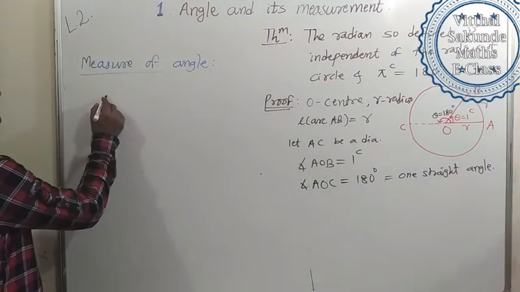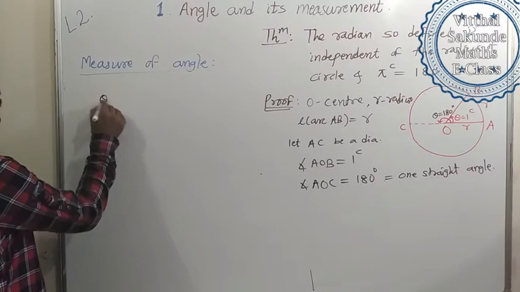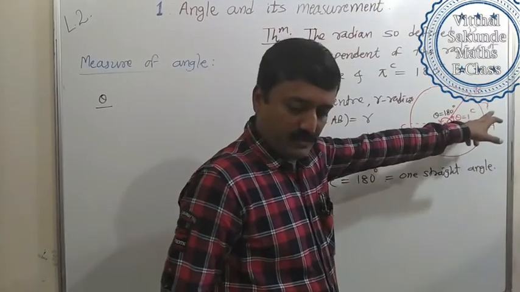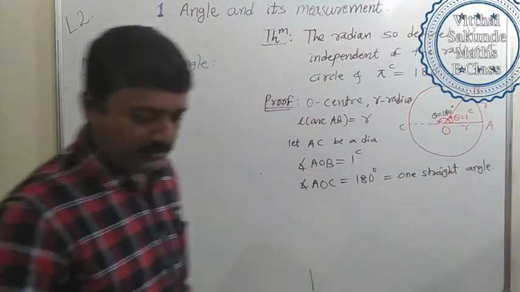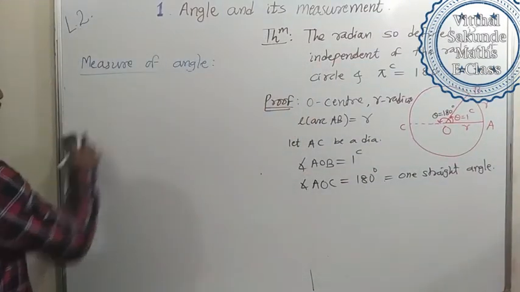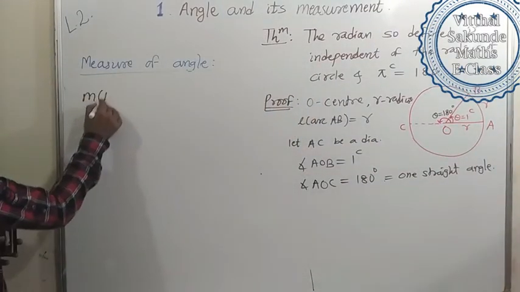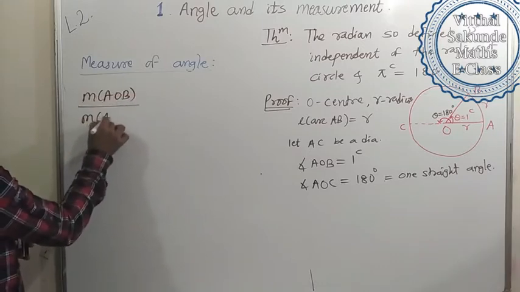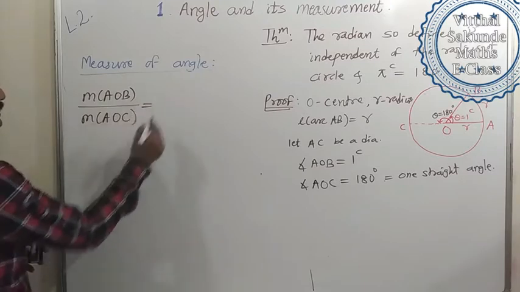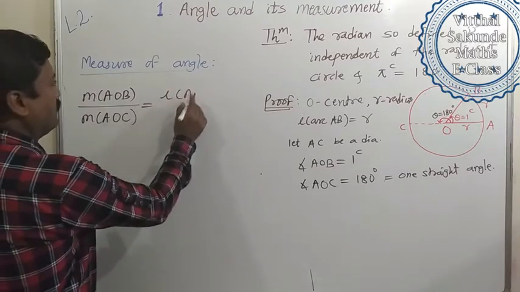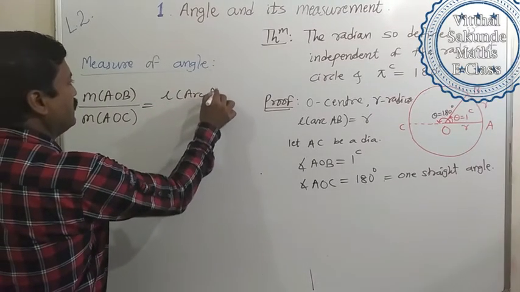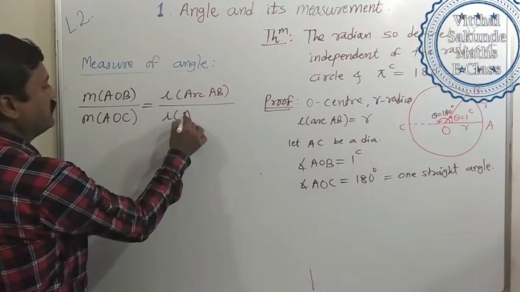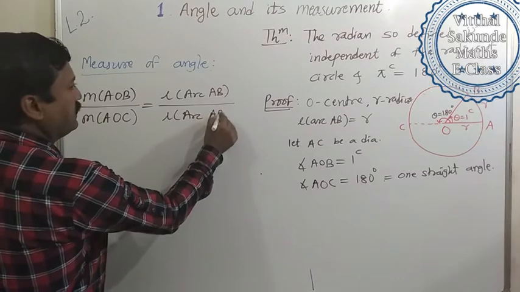So theta upon this theta, let us write measure of angle AOB upon measure of angle AOC is equal to length of arc AB upon length of arc ABC.